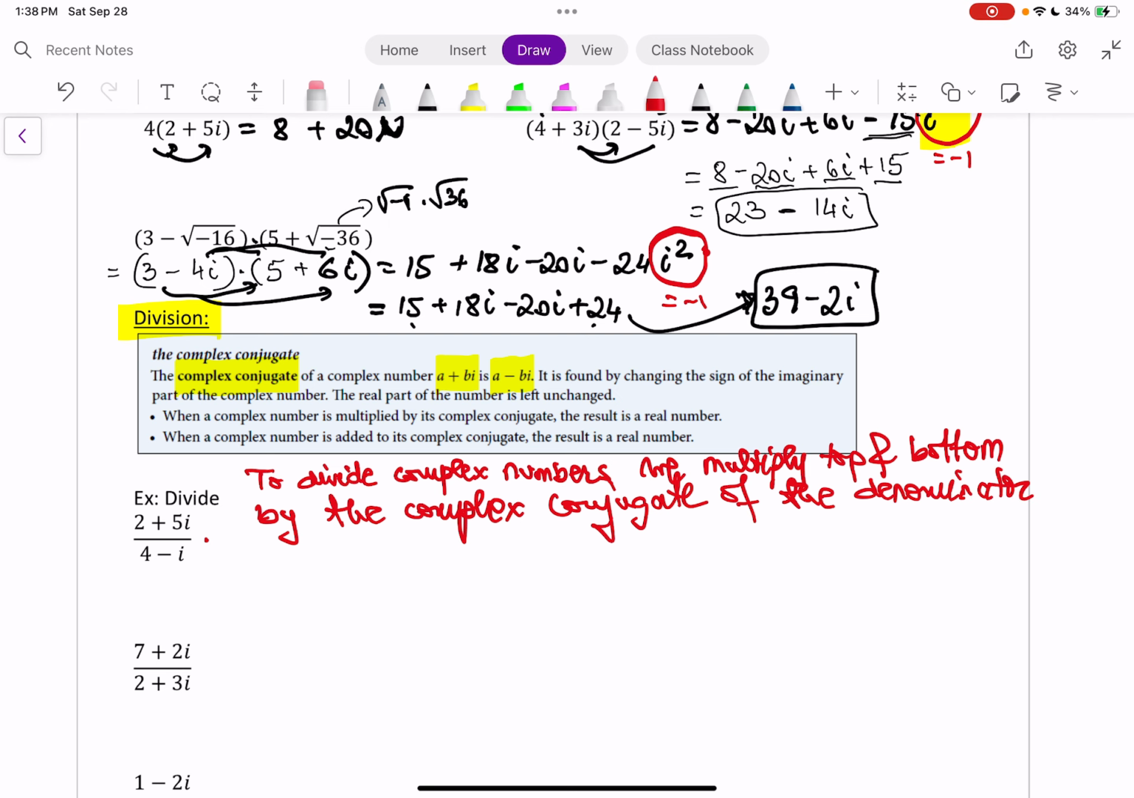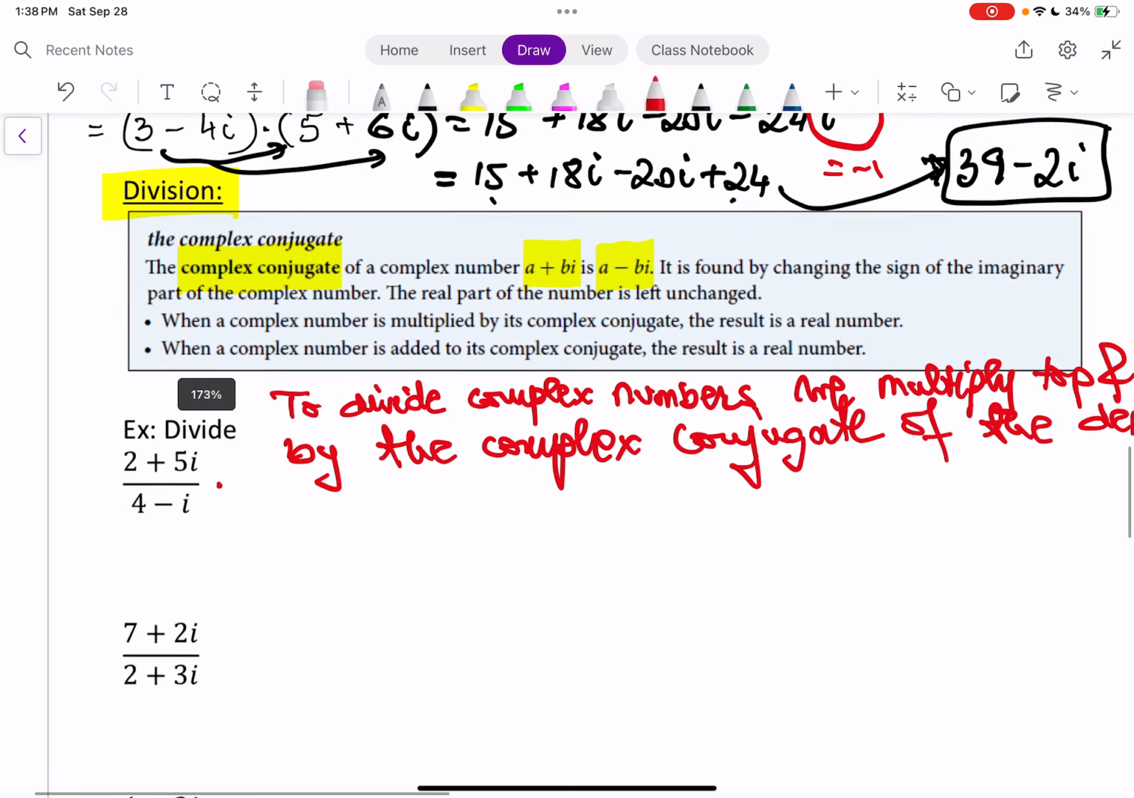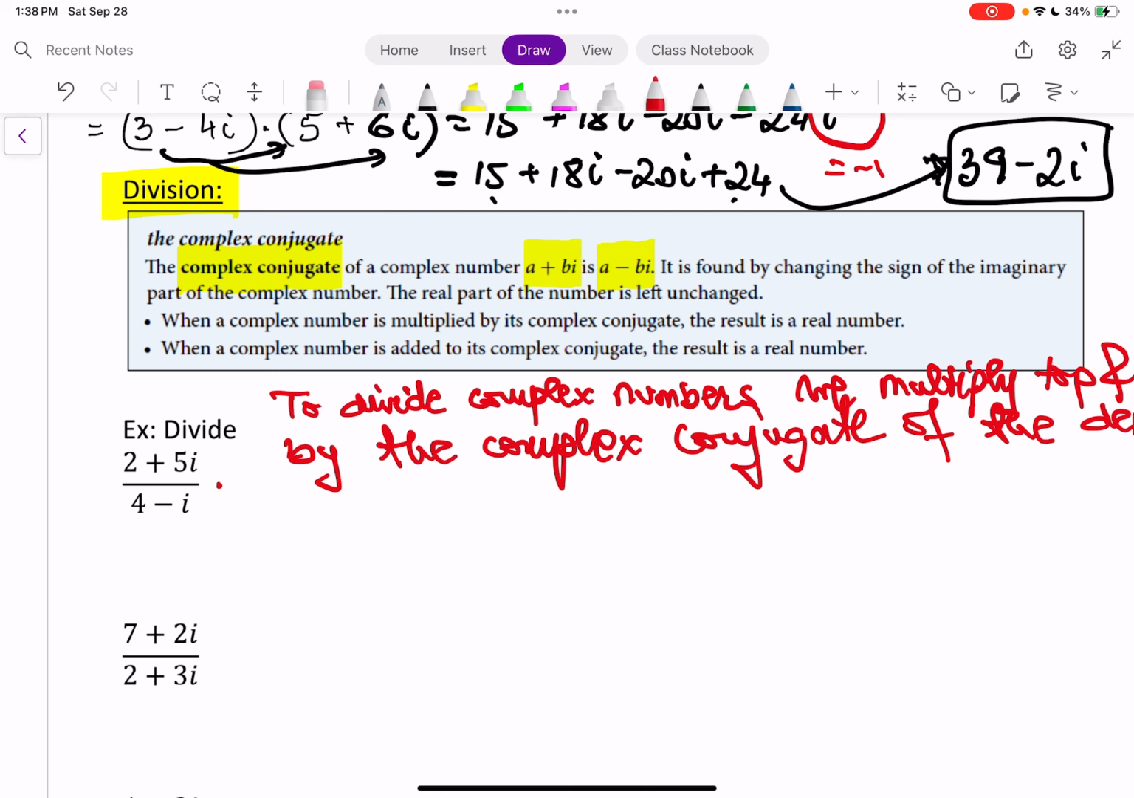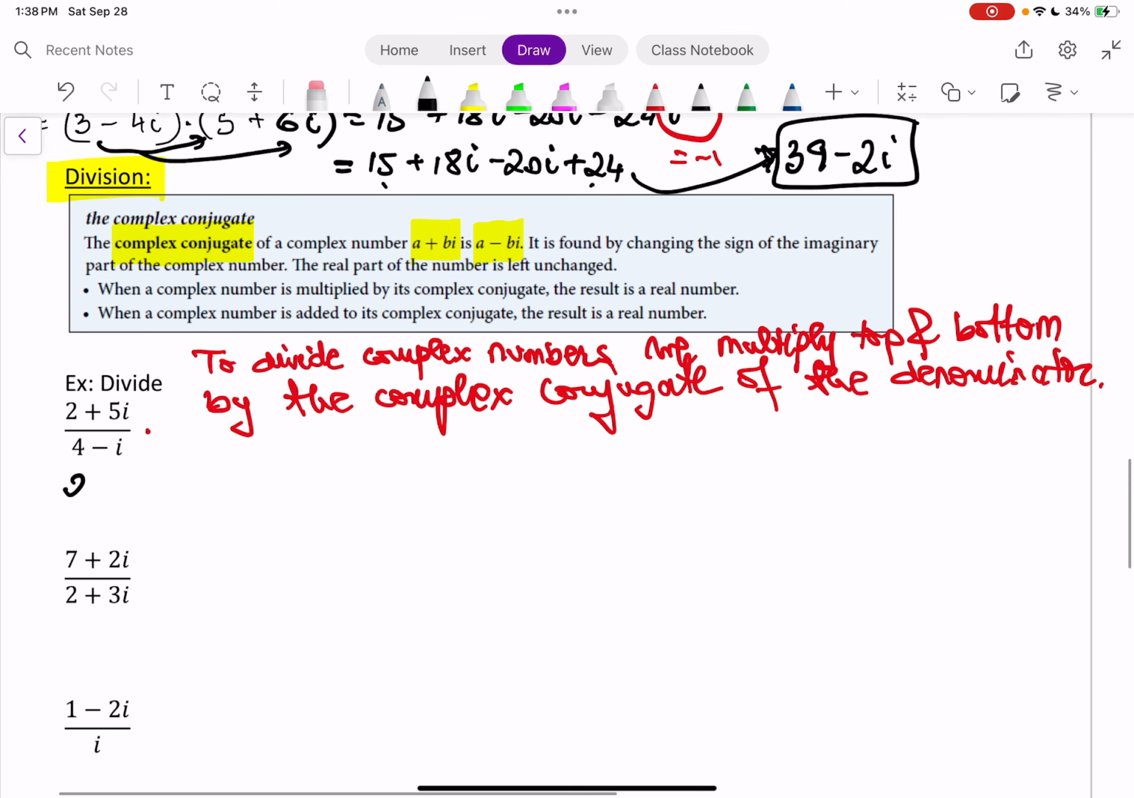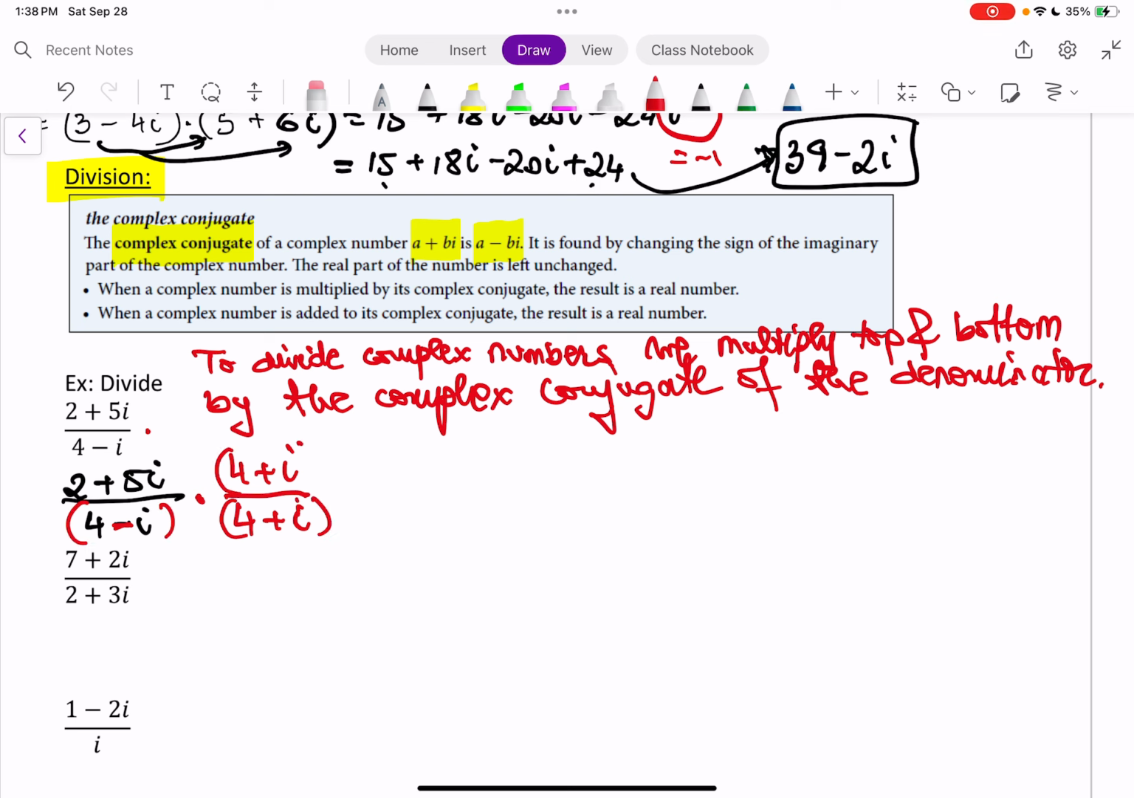So let's practice this and see what that means. So here it is. I'm going to write it again because I don't have much space. So to divide these two complex numbers, it says we're going to multiply top and bottom by the complex conjugate of the denominator. Multiplying by the complex conjugate of the denominator is just switching the sign on the imaginary part. So multiply by 4 plus i.